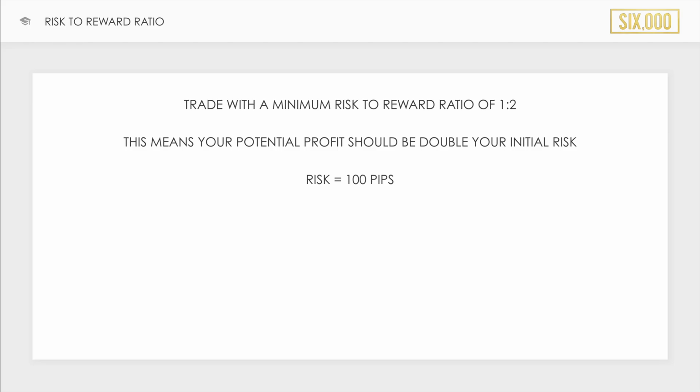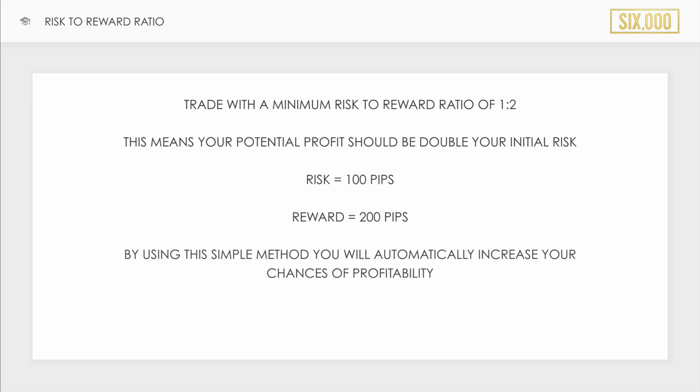Let's say, for example, your risk is 100 pips. Your reward should be 200 pips, twice your initial risk. By using this simple method, you will automatically increase your chances of profitability.